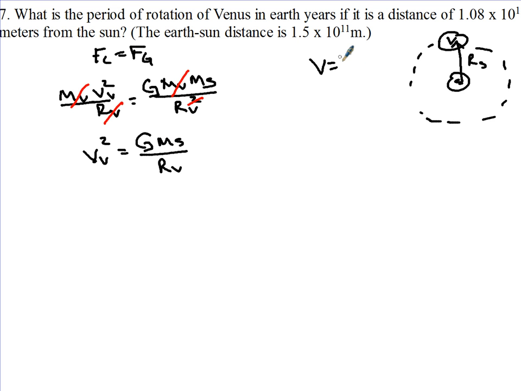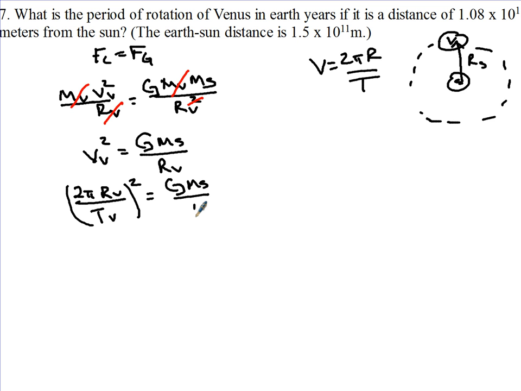Well, quickly, let's do this. Velocity, you remember, is 2 pi r divided by the period, because we want the period. So you know we're going to have to do this. So let me put this in here. This is 2 pi, the radius of Venus to the sun, divided by the period of Venus, squared, has got to equal G, mass of the sun, divided by the radius of Venus. Let me multiply this out. 4 pi squared, radius of Venus squared, divided by the period of Venus squared is equal to G, mass of the sun, over the radius of Venus.